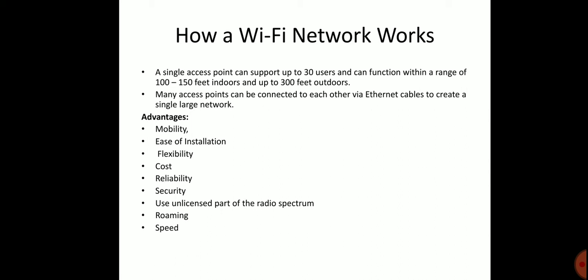Many access points can be connected to each other via Ethernet cable to create a single large network. The advantages of Wi-Fi are mobility, easy installation, more flexibility, cost, reliability and security, use of an unlicensed part of the radio spectrum, roaming, and finally speed. So thank you for watching this video.